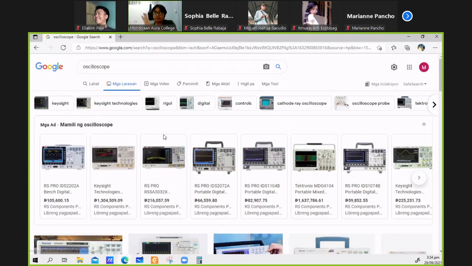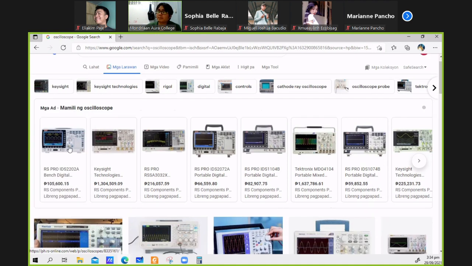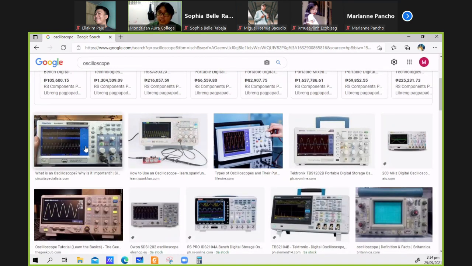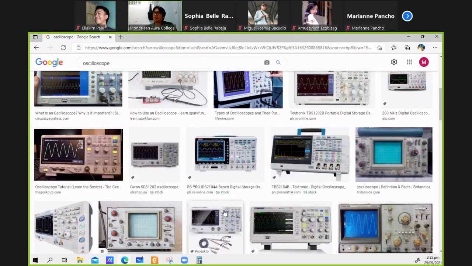Meron tayong screen, meron tayong mga different control buttons and knobs. Basically, ang trabaho ng oscilloscope is to display voltage waveforms. It cannot display current waveforms. Okay, tatandaan yan. So, kung ano yung itsura niya, for example, may AC, pwede natin display. DC, pwede rin natin display dyan. Pwede niyang i-measure yung frequency, yung phase. Meron tayong square wave, may triangular wave, so on and so forth. Any voltage waveforms, pwede natin i-display sa oscilloscope.